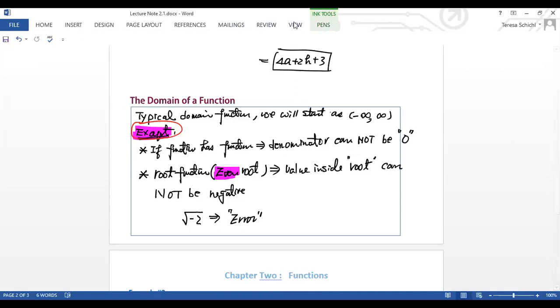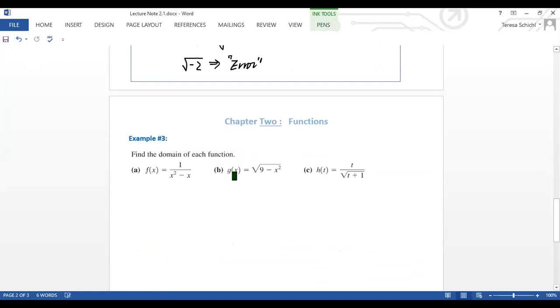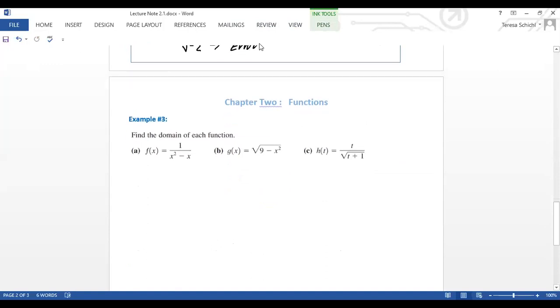So in general, it will be all the real numbers. We start out the domain with all real numbers, from negative infinity to positive infinity, then we exclude what could be the trouble, right? So let's take a look here. Okay, the first one, they want us to find the domain of the function. Immediately you say, hey, this one has a denominator. So I know the denominator cannot be equal to 0, right? Now I need to take a look.